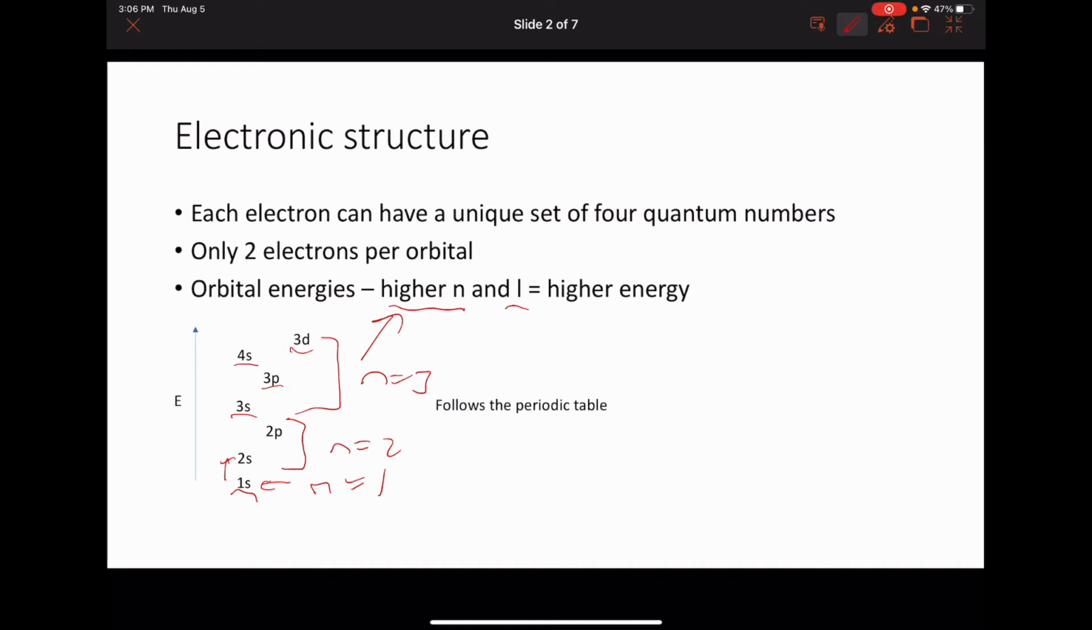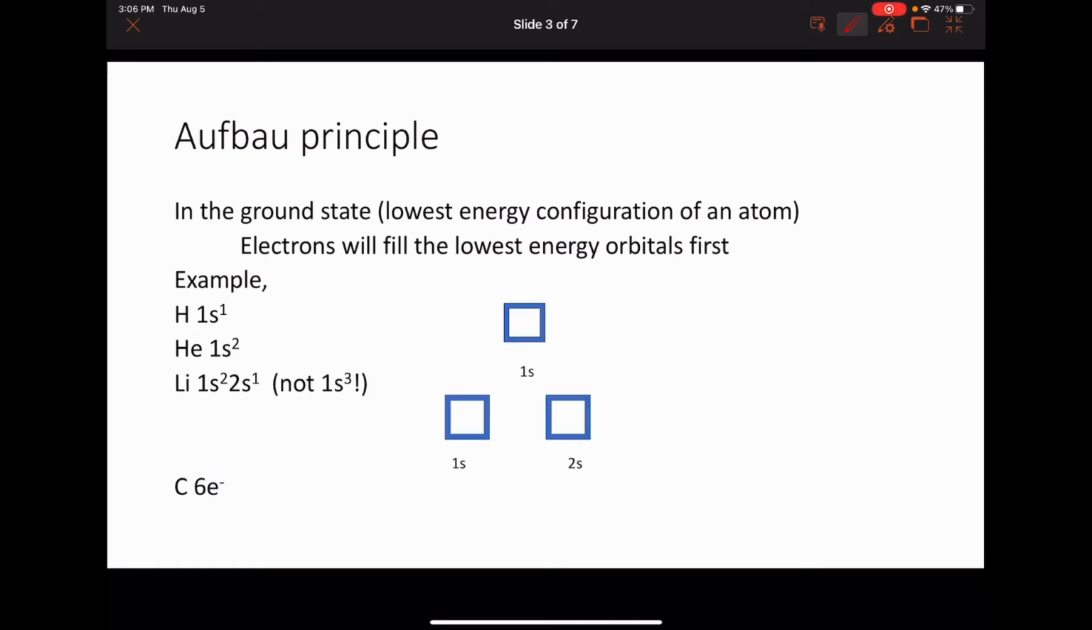In most textbooks, they'll have this sideways diagram that shows you the order of the energies of these orbitals. I don't really like to worry about looking at that because the periodic table tells us what's higher in energy and what's lower in energy. And we'll get to that in a minute.